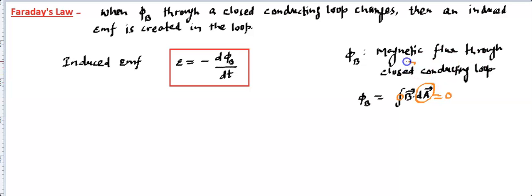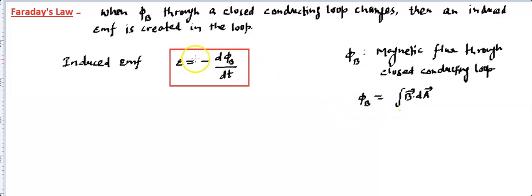Here we are talking about a closed loop. Loop and surface are different, right? So this is basically this, not with this loop. Okay, so this is going to be the flux. You will be given B, you will be given A, and this loop is going to act like an area, and you can integrate and find phi.